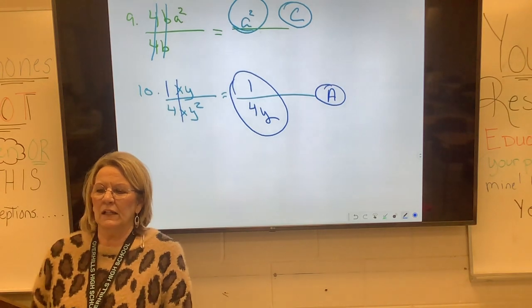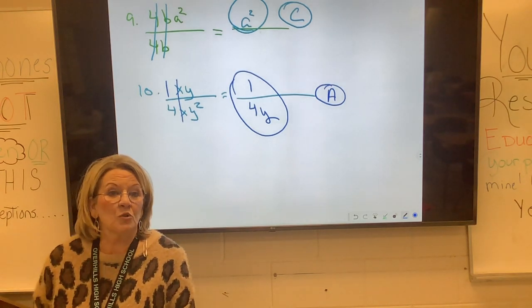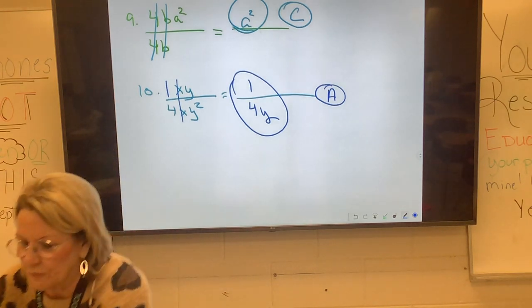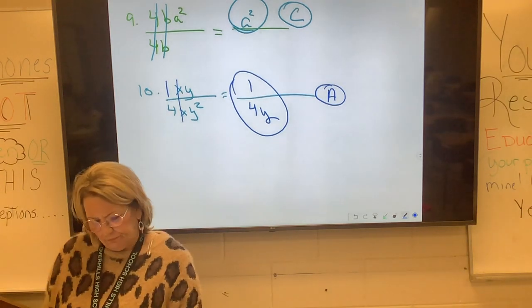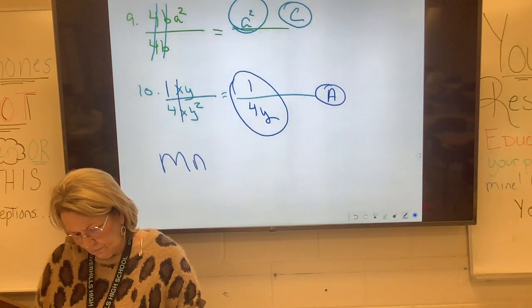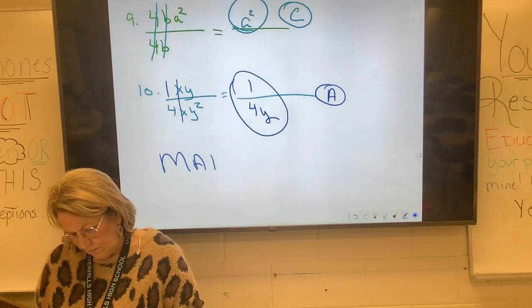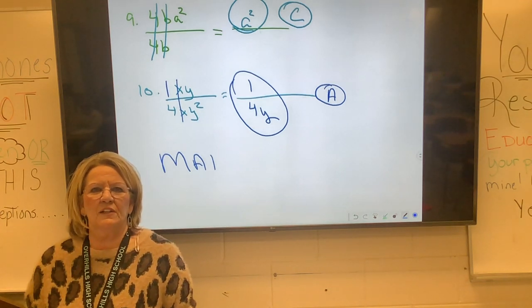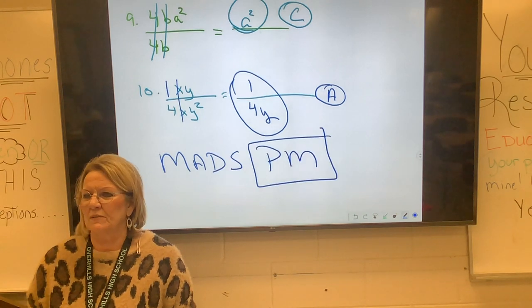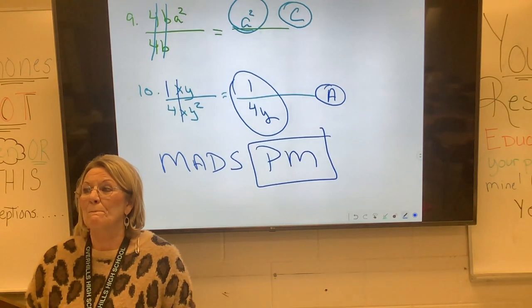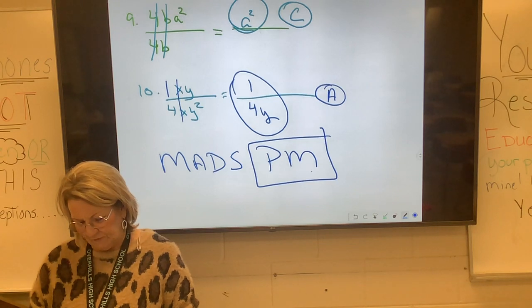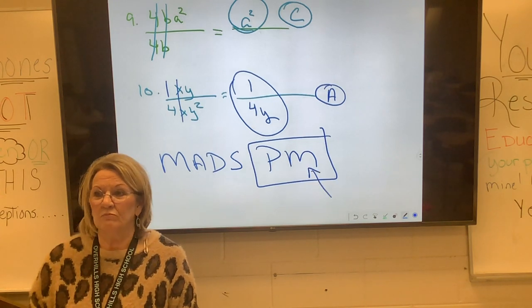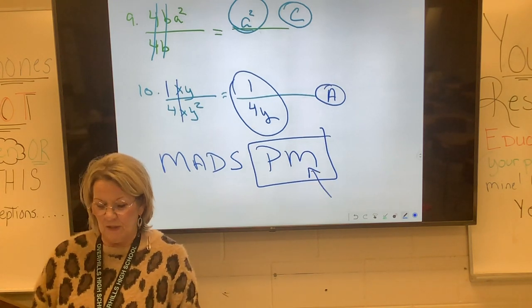Today we're going to add another law, the power to a power law. And if you remember with MADS PM, we're now doing this law. So when I have a power to a power, what do you think I do with my exponents? What does this M stand for? Multiply. So when I do a power to a power, I'm going to multiply.